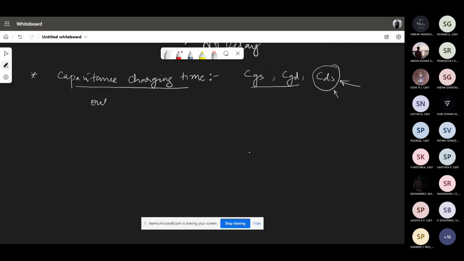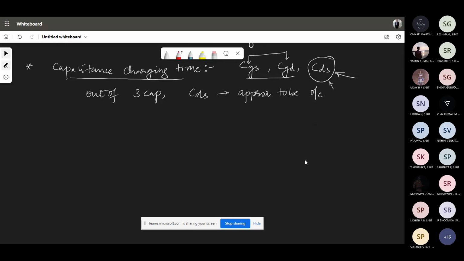So out of the three capacitors, CDS is approximated to be open circuit. Okay, so we're just removing it because that's a very small value. CDS is a smaller value in comparison with CGS as well as CGD. When you actually solve problems, even though you don't have problems here, you will get to know that out of these three, CDS is a smaller value. So when you try to see the XC value, it becomes larger in comparison with the impedance offered by CGS or CGD. So we will not take that into account.